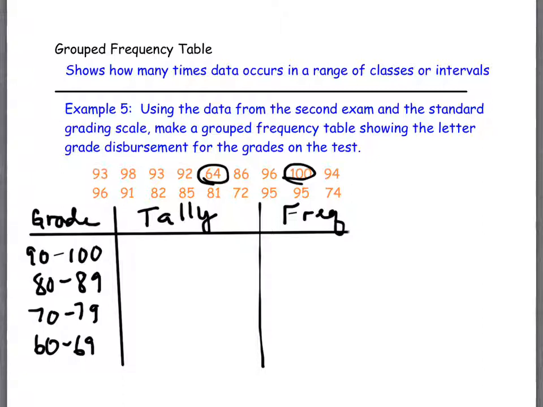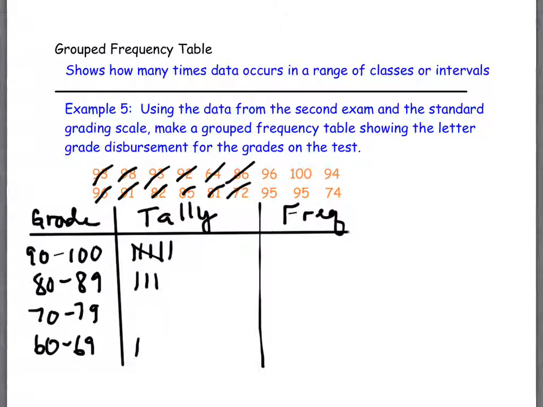All right, so what this does is this allows you to go through your table kind of like what we did when we were doing the stem and leaf plots and just make a tally when you get one of them. 93 is an A, 90, right? 96, 98, 91, 93, 82. Okay, so I'm just making tally marks. 92, 85, 64, 81, 86, 72, 96, 95, 100, 95, 94, 74.